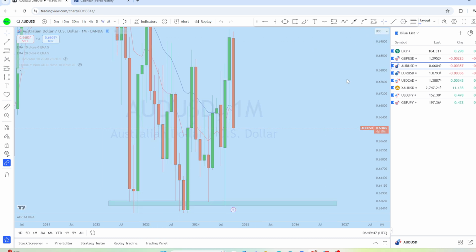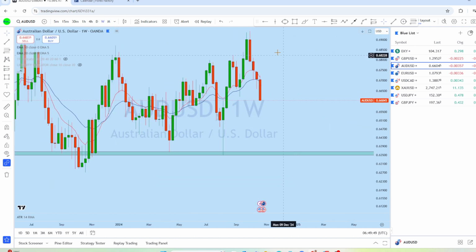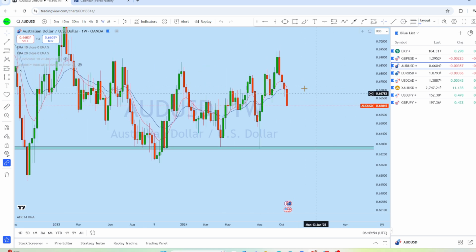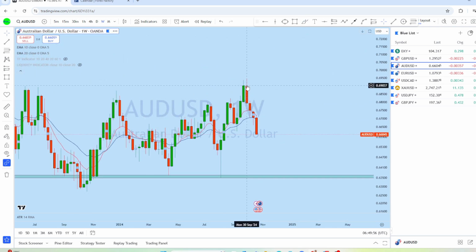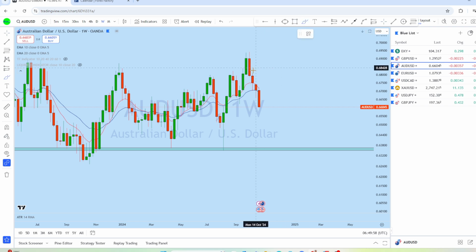Dropping down to the weekly chart, we can see that from the weekly, there were back-to-back 4 weeks of bearish move, and there was a big drop here, followed by every week the market forming a series of lower highs in that area.